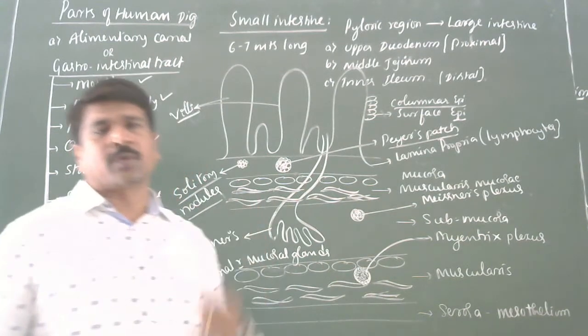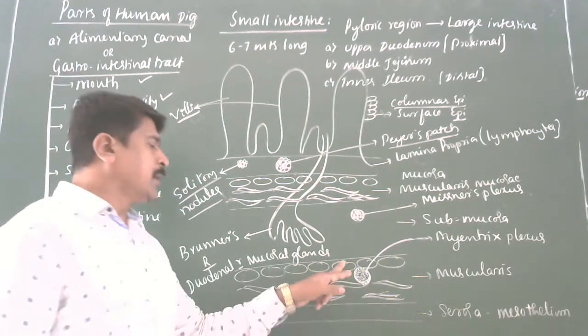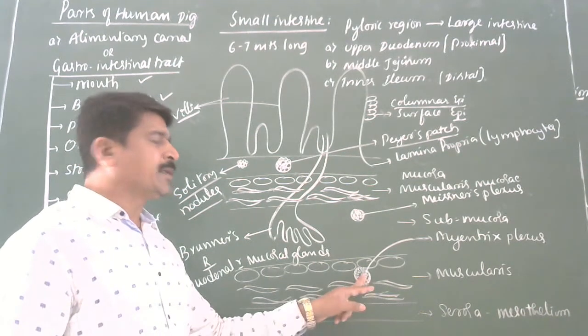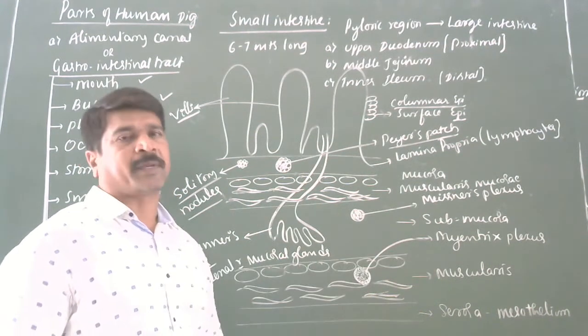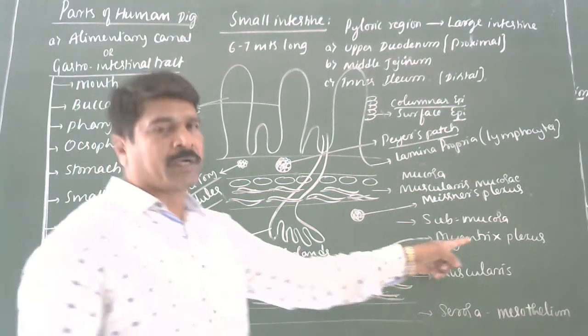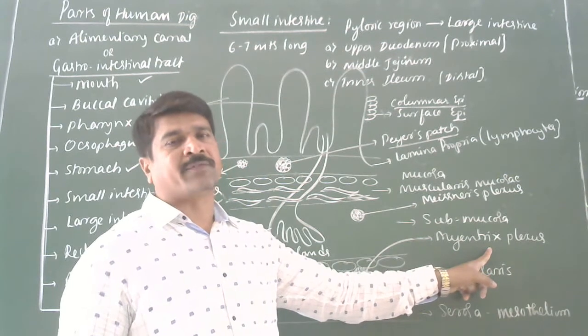Muscularis consists of two layers of smooth muscle fibers, outer longitudinal and inner circular muscles. Between these two muscles, there is a network of nerves called the myenteric plexus, also called Auerbach's plexus. It controls the movement of the two layers of smooth muscle fibers.